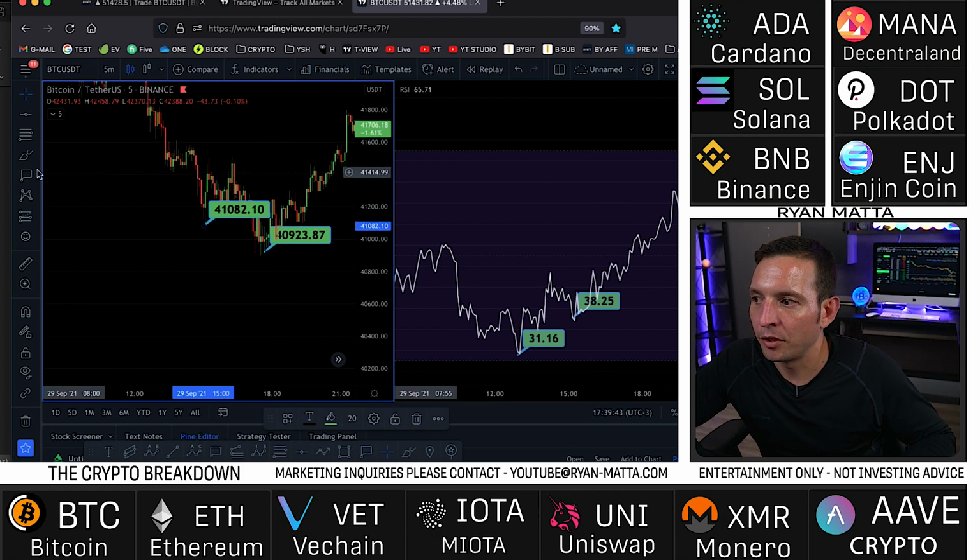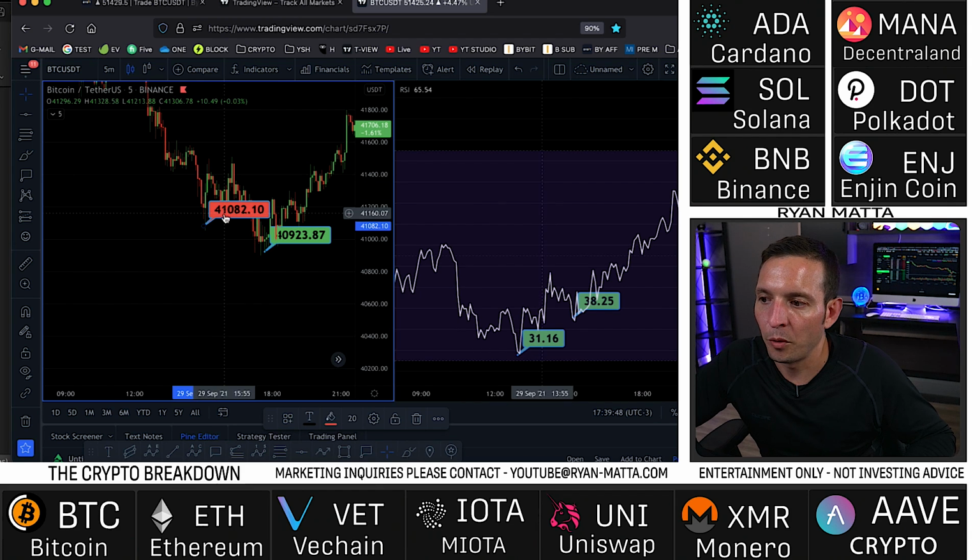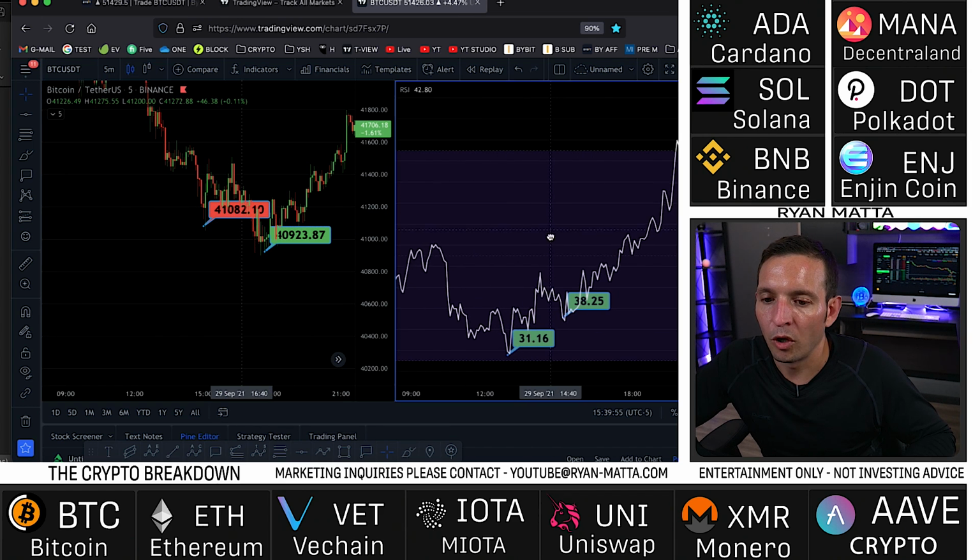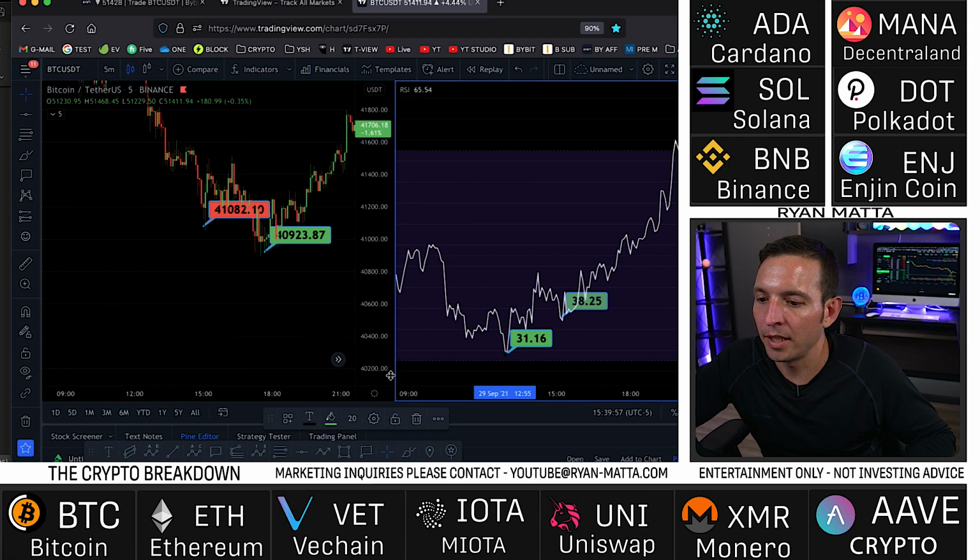So I want to point out two things. What do you notice right here? 41,000 down to 40,900. What are we doing here on price? Price is putting in lower lows. What do we see RSI doing over here? RSI is putting in drastically higher lows. That is bullish divergence, and it's my favorite type of hidden continuation divergence. So it's letting you know that this trend has continued downward.